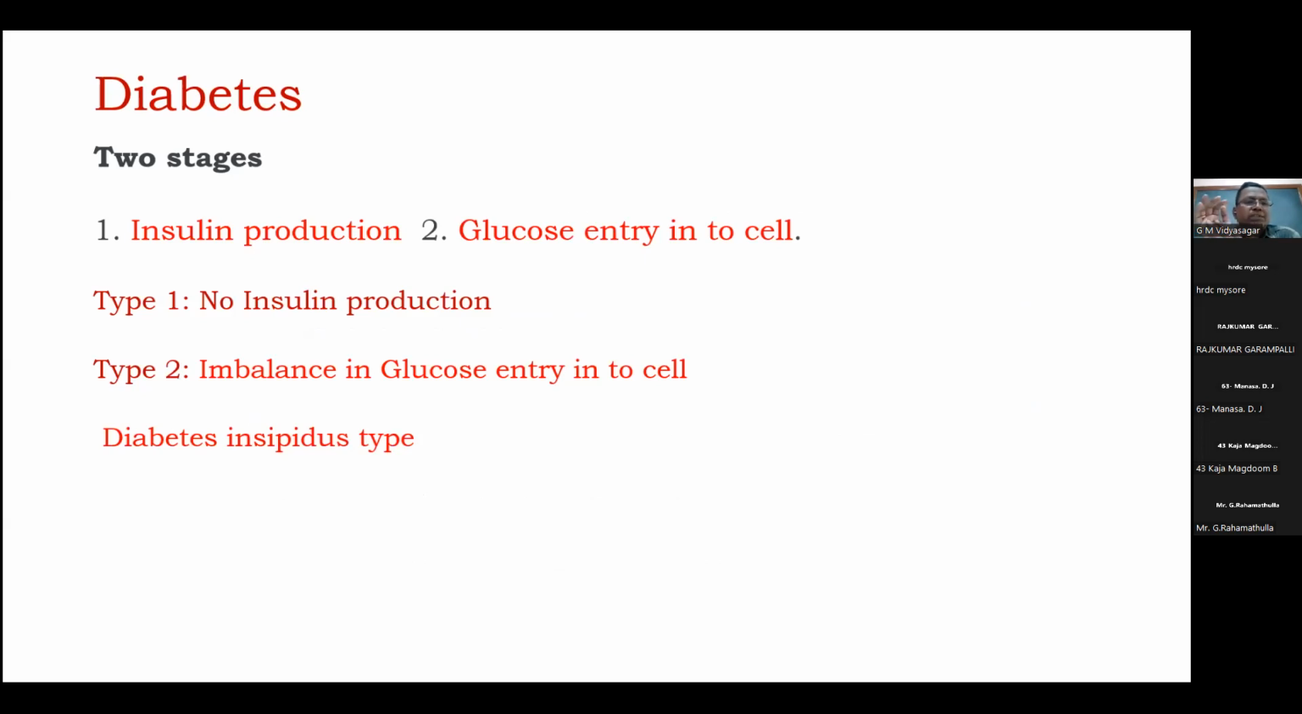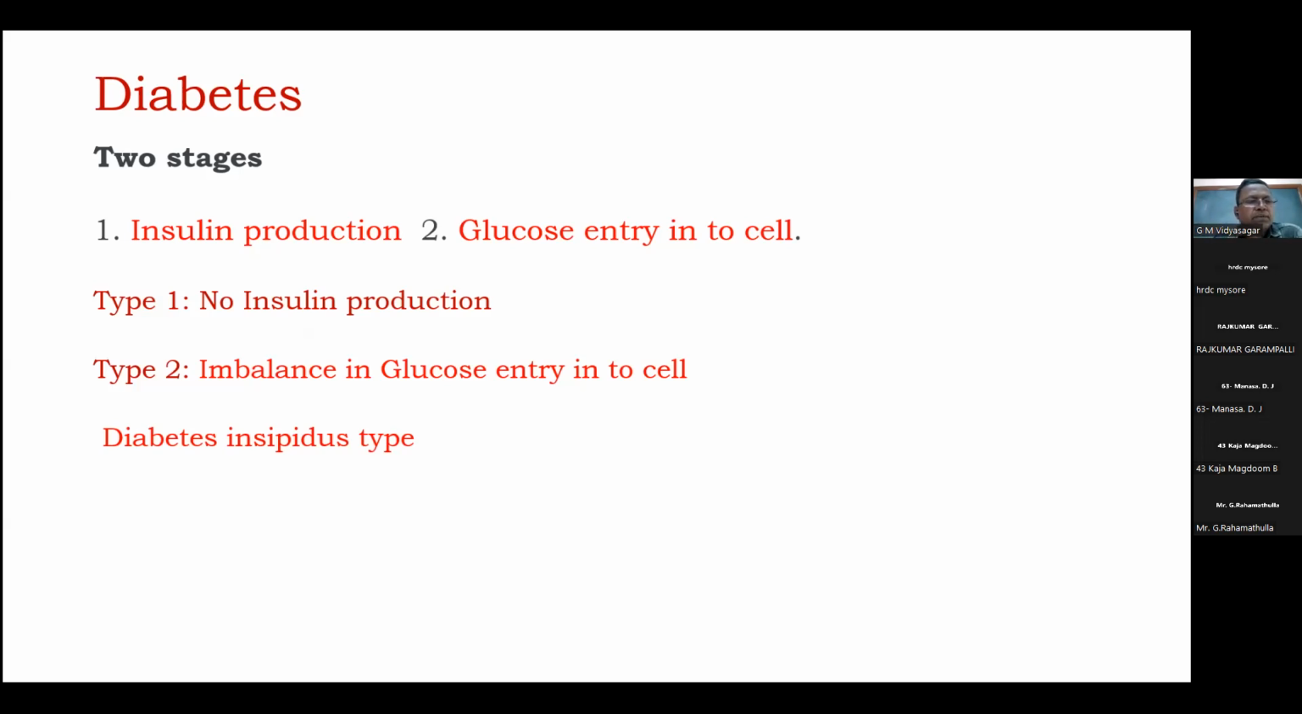So, as I told, the disease is divided into two groups. One is insulin production, the other one is glucose entry into the cell. Two steps are there. If both the steps are clear and normal, then there will not be any disease. If any of the steps is disturbed, then there will be the disease. So we can divide this based on these two into two types.